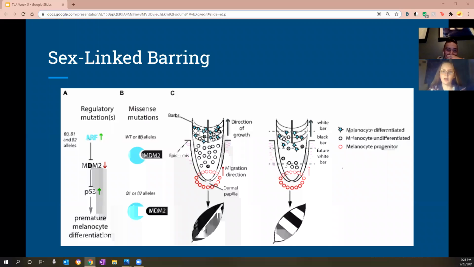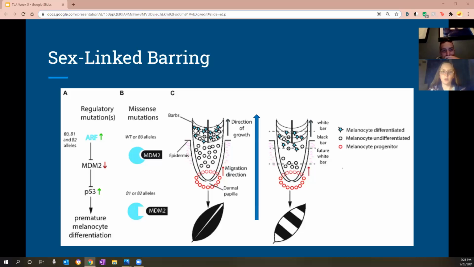Sex-linked barring, a common plumage color in many breeds, is characterized by black and white barred feathers. Previous studies had indicated that the white bands are caused by an absence of melanocytes in the feather follicle during the growth of this region. In wild-type feathers, melanocyte progenitor cells migrate up from the feather base and start expressing ARF in the barb region, leading to differentiation of melanocytes and pigment production without exhausting the pool of undifferentiated melanocytes.